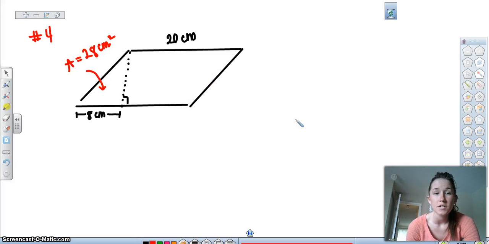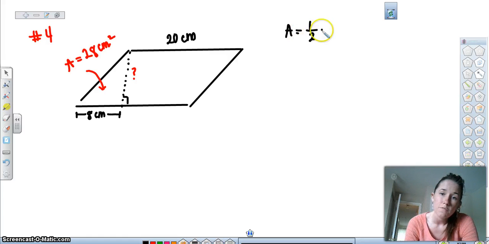Okay, this is your question number 4. Question number 4 looks like this. It asks you 2 questions. It asks you what's the height of the triangle, so it wants to know this part. And it asks you what's the area of the whole parallelogram. So the question does tell you that the area of this triangle piece is 28, so we know that part. So we'll start with that triangle.